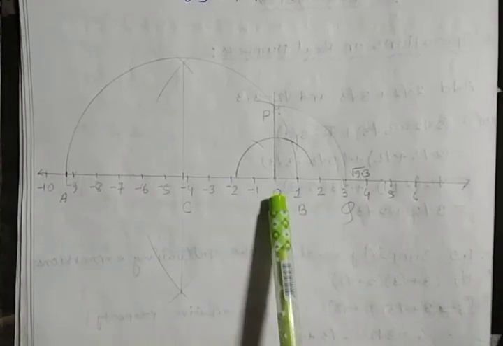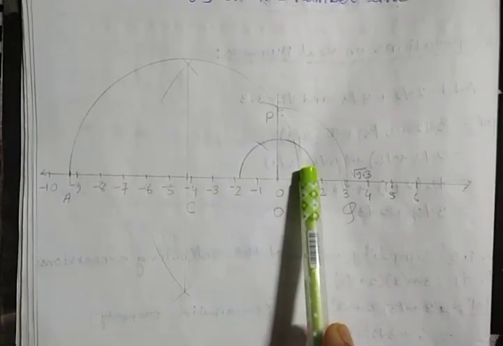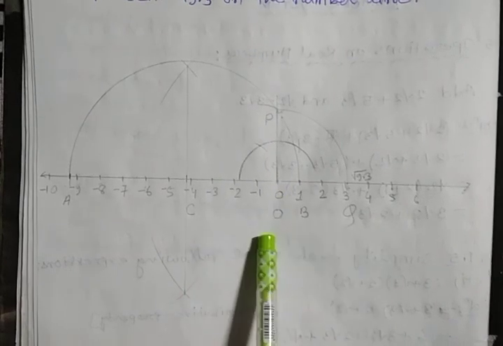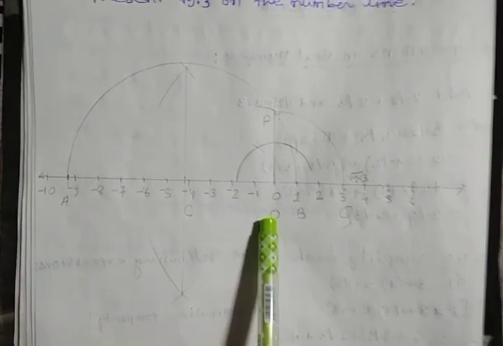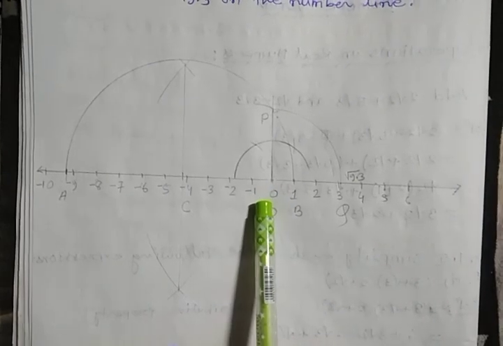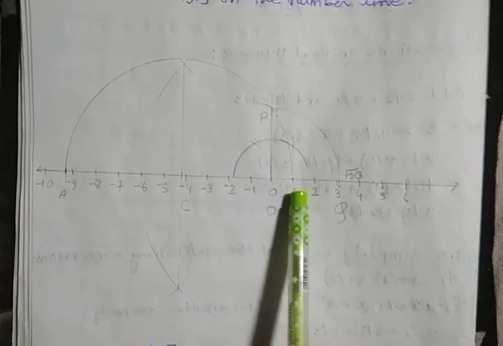Now at the point 0, which we denote by O, we will draw a perpendicular line. So this will be the perpendicular line at the point O. After that we need to take one unit more on the right side. So 0 to 1, that is 1 unit.